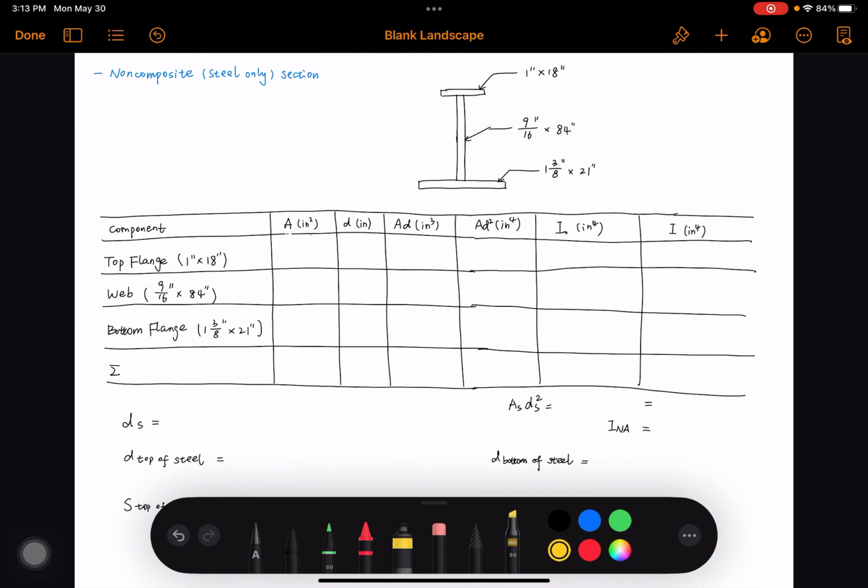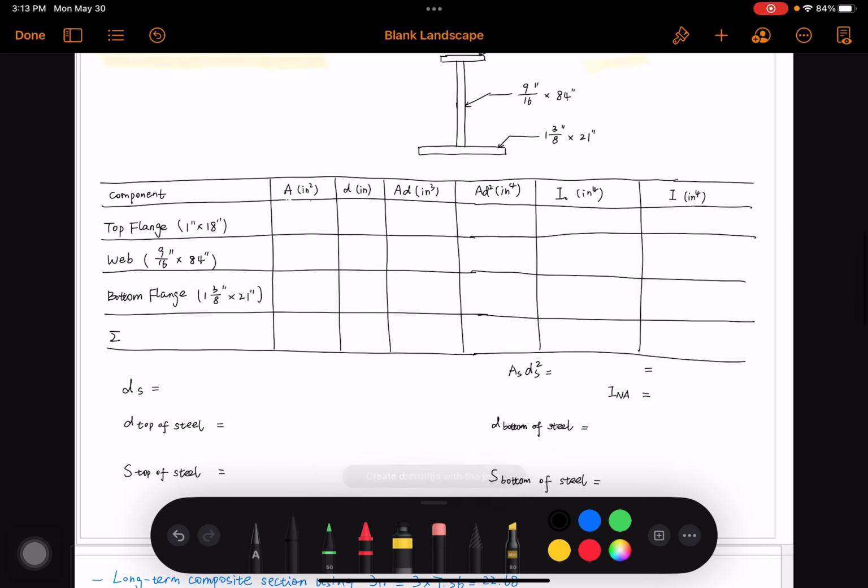First, let's calculate the non-composite section property, which again only has the steel girder. So here on top, we have the dimensions of this steel plate I-girder, where the top flange is a 1 inch times 18 inch plate. The web is 9/16 of an inch times 84 inches. And the bottom flange is 1 3/8 inches times 21 inches. All right, let's complete this table down here.